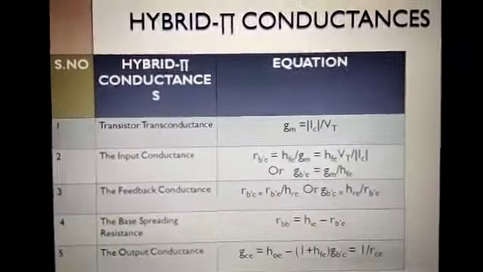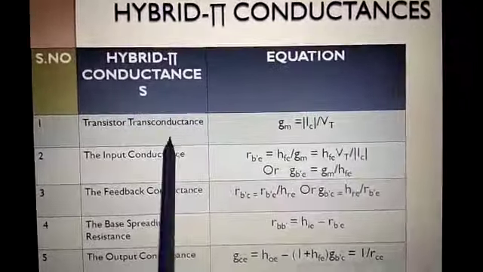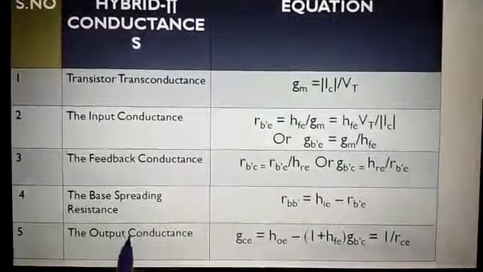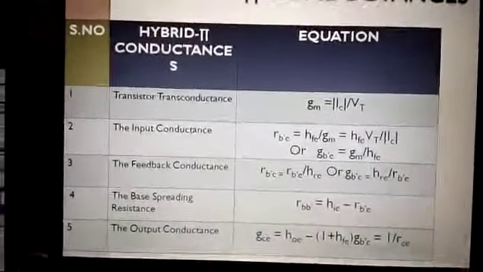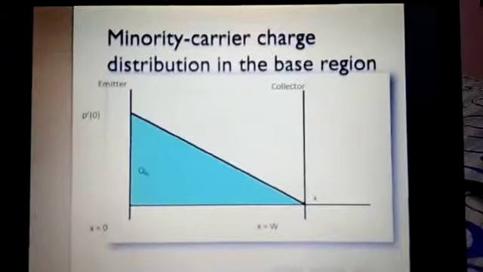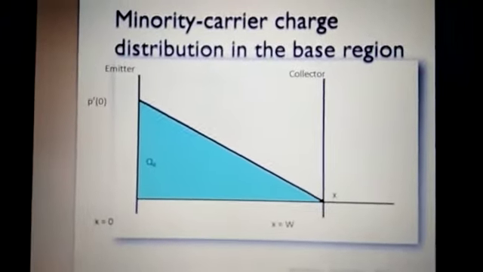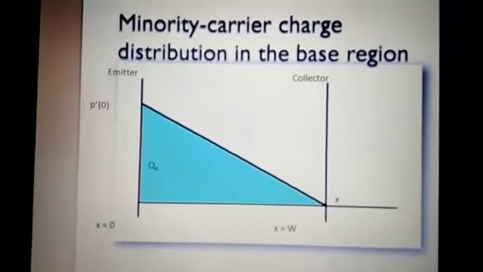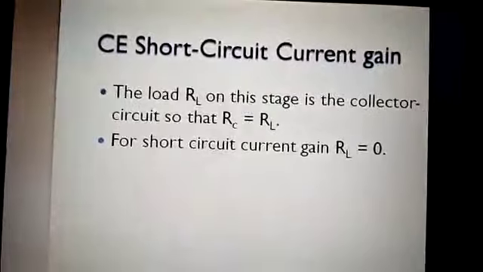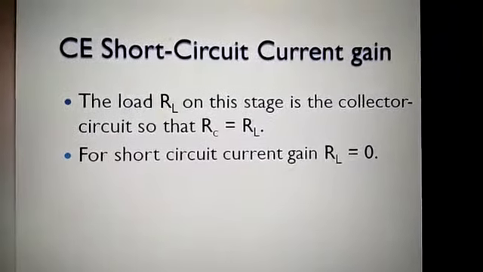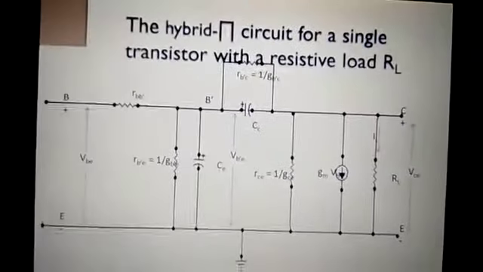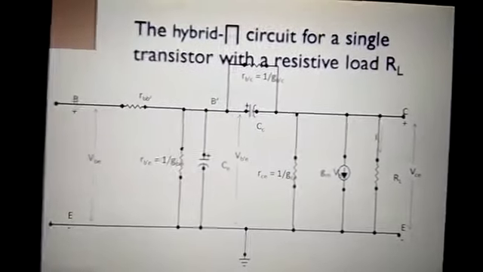This is the transistor transconductance, this is the input conductance, feedback conductance, base spreading resistance, and output conductance. These parameters we have seen. Then the hybrid capacitances, these characteristics we have seen about the minority charge carrier distribution in the base region in terms of the base spreading resistance and capacitances. Then the common emitter short circuit current gain with RC equal to RL, and for short circuit current gain RL is equal to 0. This is the hybrid pi circuit for a single transistor with a resistive load.